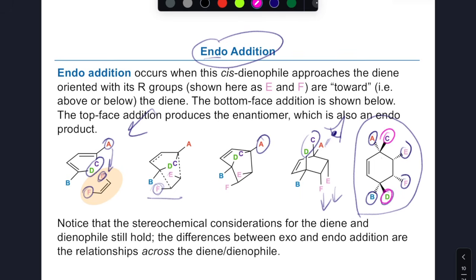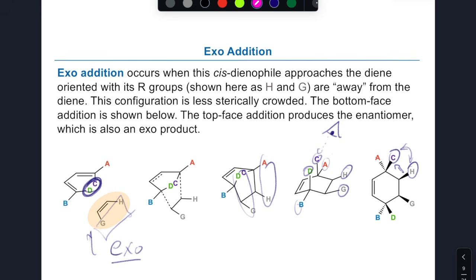So top and bottom produces two different enantiomers. Endo produces one where those groups are now syn to these exterior. Exo, these groups are syn to the ones that were on the interior prior. So those are two different diastereomers relative to each other.